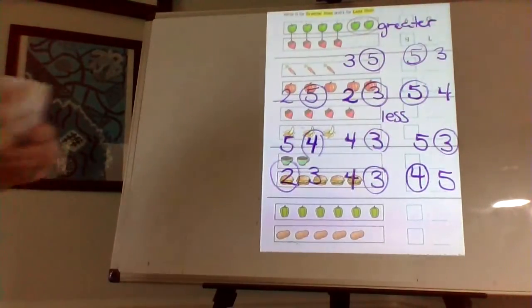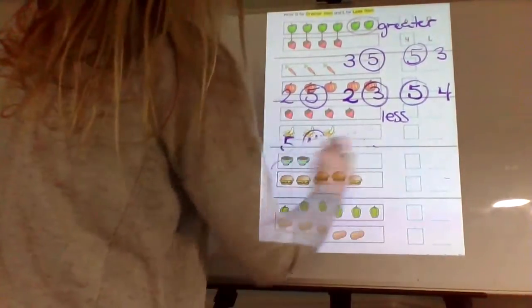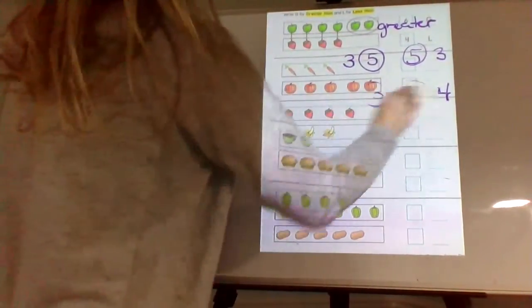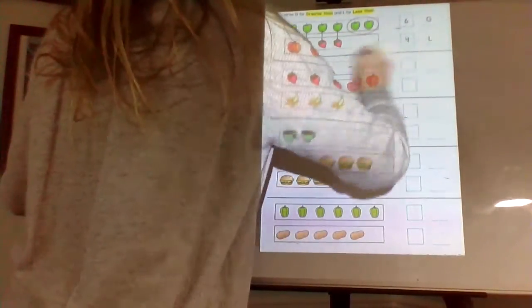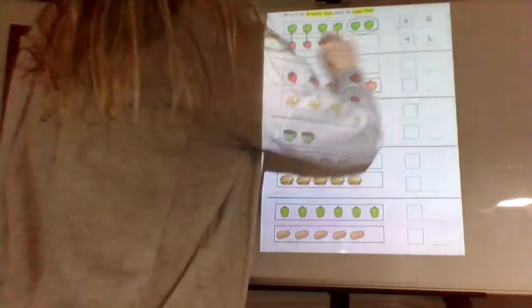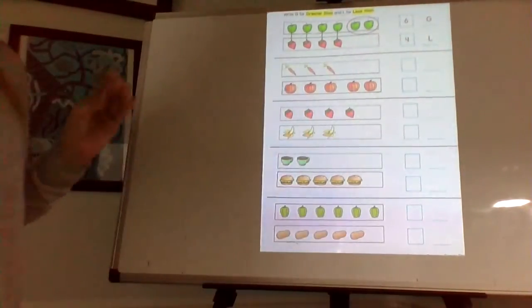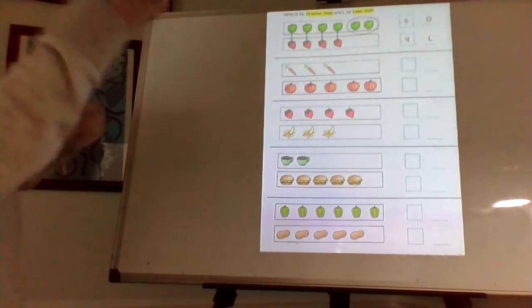Okay. I'm going to switch to another activity. We're still going to talk about greater than and less than. We're going to write a G if it's greater, and we're going to write an L if it's less. Okay, so we're going to be comparing two amounts. I'm going to look. They did this one for us.